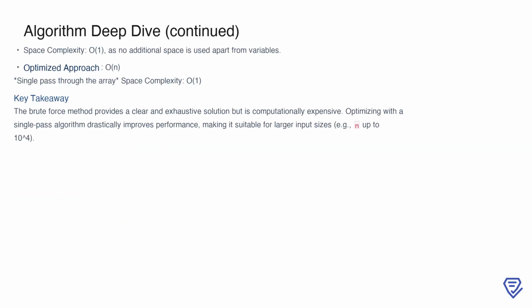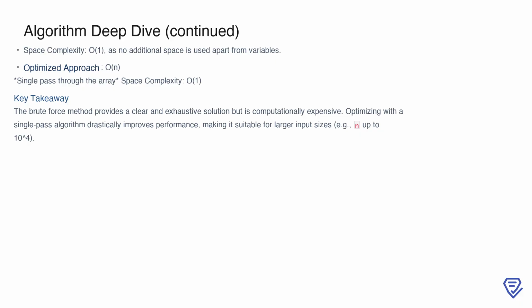When comparing the two approaches, the brute force method has a time complexity of O(n³), due to the nested loops and repeated checks for each subarray. However, it has a space complexity of O(1), since it doesn't require any additional data structures. In contrast, the optimized approach also has a space complexity of O(1), but achieves a significant improvement in time complexity, reducing it to O(n), by examining the array in a single pass. This makes it a far better choice for handling larger input sizes, such as arrays with up to 10,000 elements.